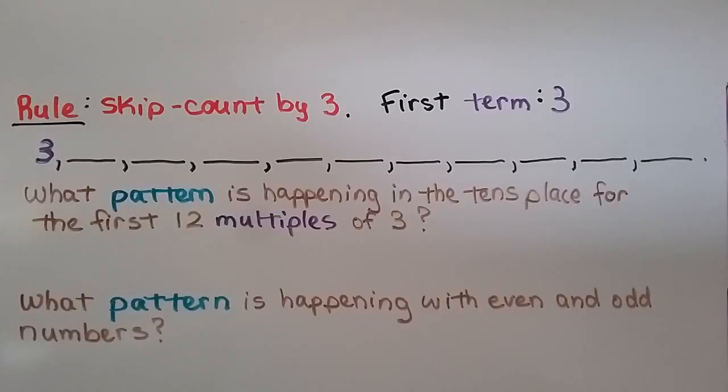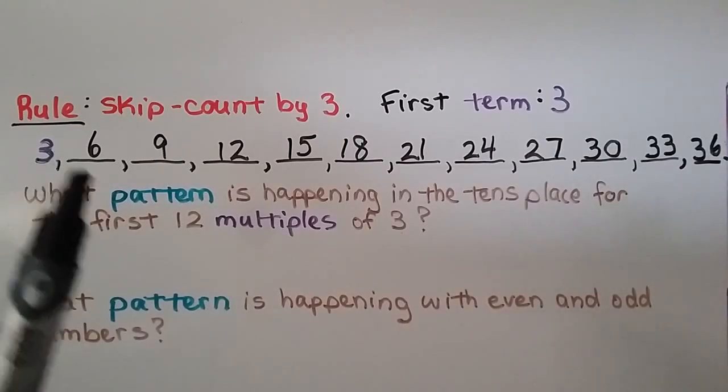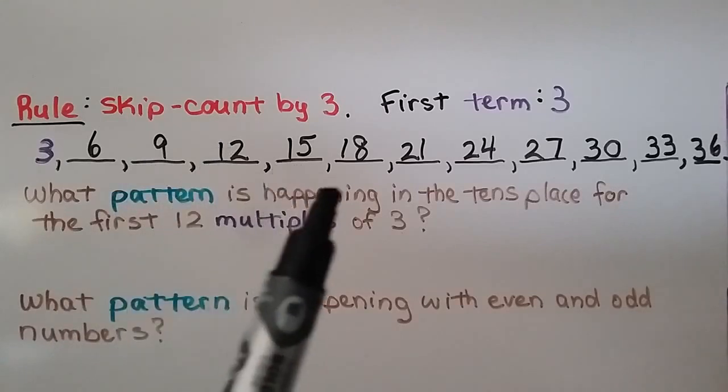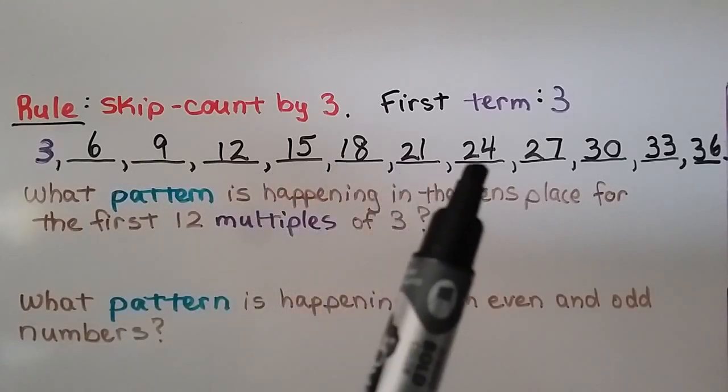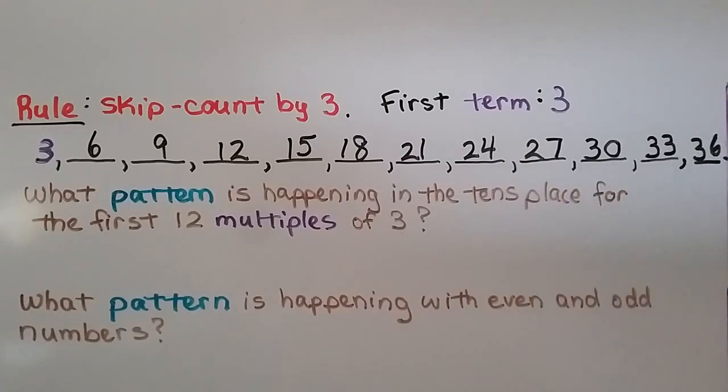This rule says skip count by 3, and our first term is a 3. So we start with 3 and we skip count by 3. We have 3, 6, 9, 12, 15, 18, 21, 24, 27, 30, 33, and 36. Those are the multiples of 3. Those are the products of the basic 3 facts.